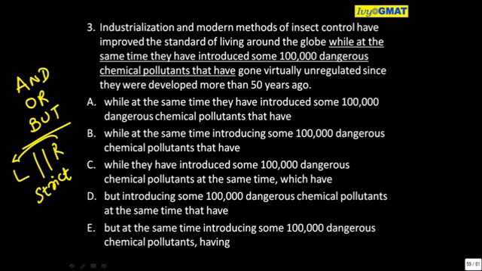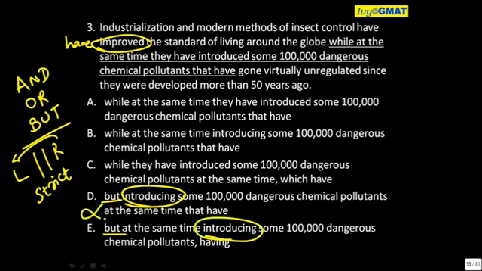Now let's see. How many options are using and, or, but as the first word? D and E. Let's go to these two. Introducing, and here it is, have improved. Do you think they are parallel by any chance? Similarly, introducing in D and E. Not parallel. Introducing will always be wrong here.